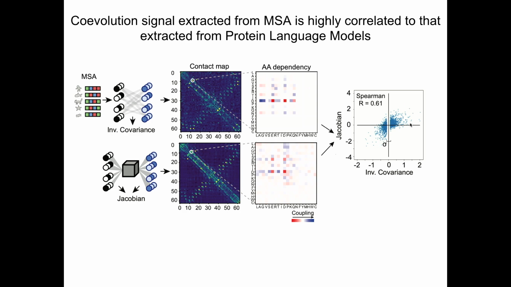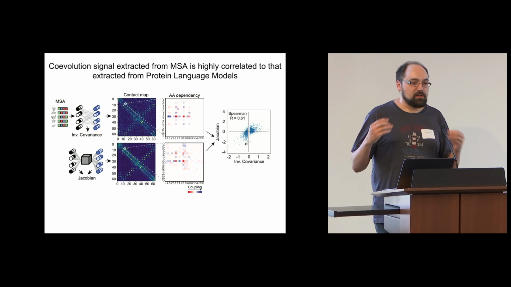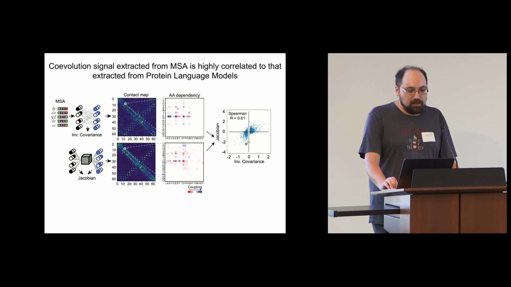And this is actually showing all the values, length by alphabet, and you can see that there's a reasonable correlation between the two. So this essentially tells us that it's not only that the contact map looks similar, but actually the parameters themselves that it's learning are almost identical to those from a multiple sequence alignment.